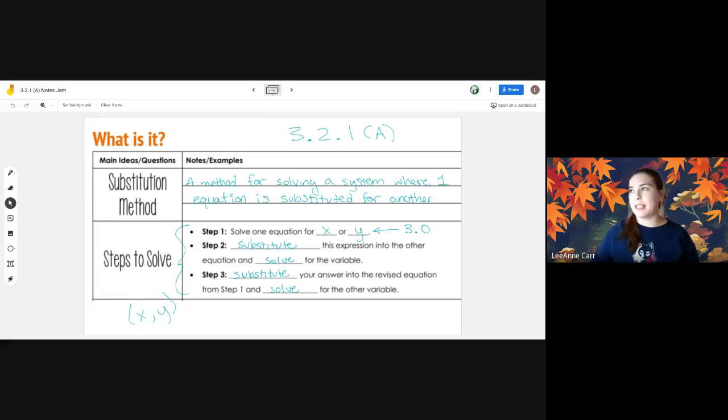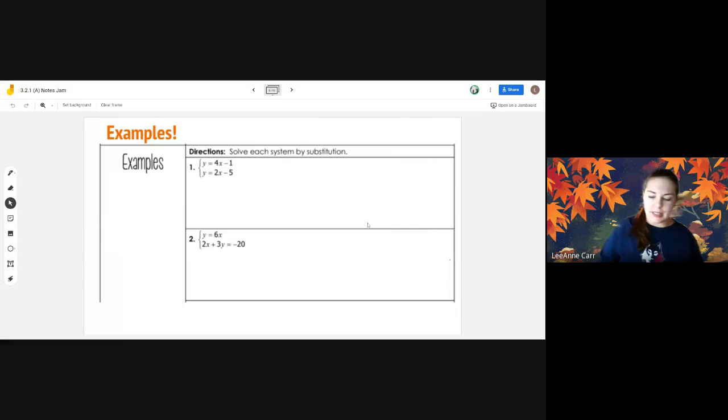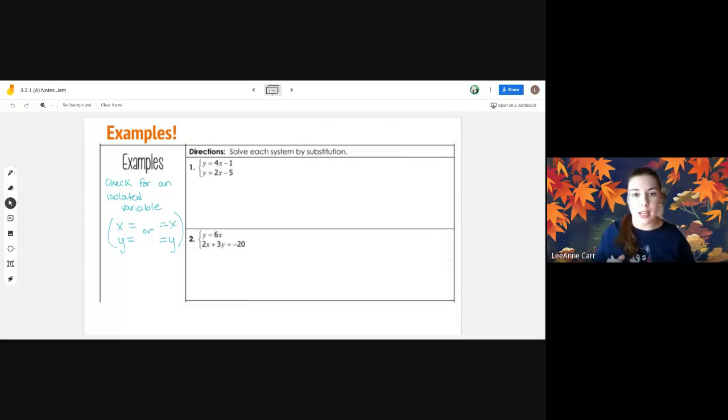All right, so basic steps down. Let's jump right into some examples. All right, example 1. Now, before we even start the example, I want to point out the first thing that you should do in all of these situations when you want to substitute. You should check for an isolated variable. And what that means, you are looking for an x equals or a y equals or an x equals y. We want something where the variable is all alone on one side of our equation.